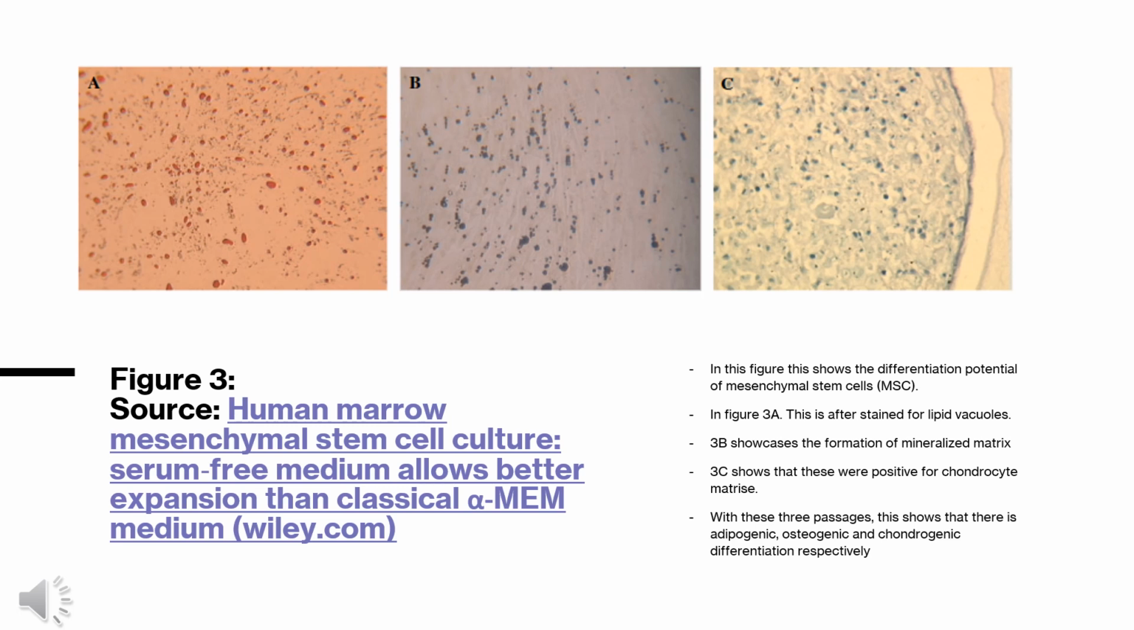Last but not least, figure 3 shows in 3 parts the differentiation potential of mesenchymal stem cells, or MSC. In figure 3a, this is after staining for lipid vacuoles, and 3b showcases the formation of mineralized matrices. And in 3c, this shows that these were positive for chondrocyte matrix. And with these three panels, this shows that there is adipogenic, osteogenic, and chondrogenic differentiation, respectively.